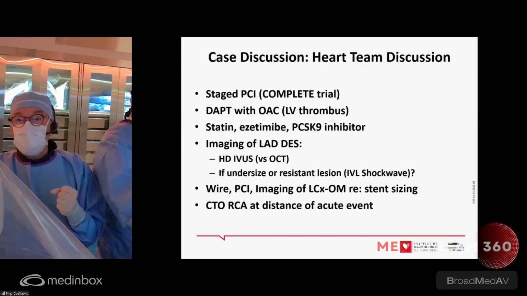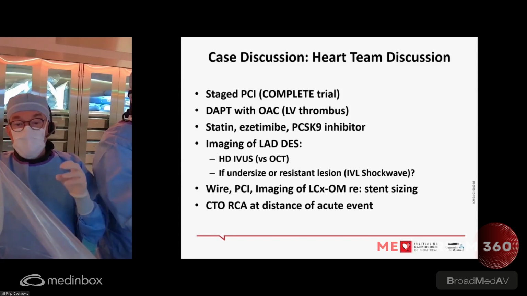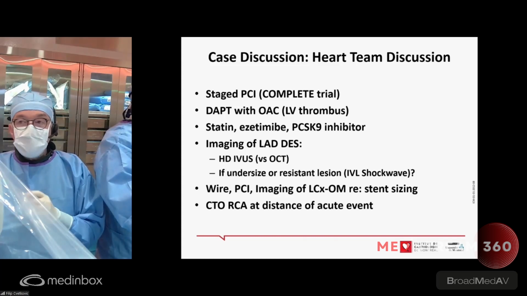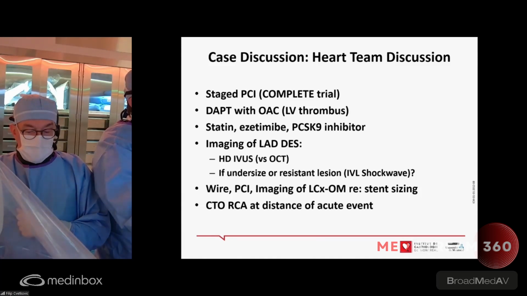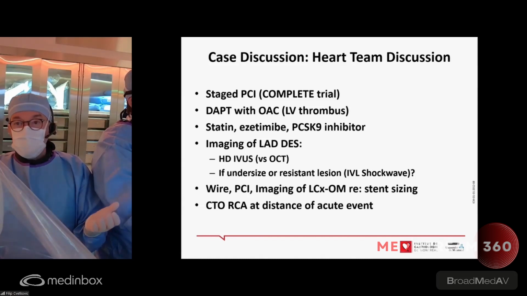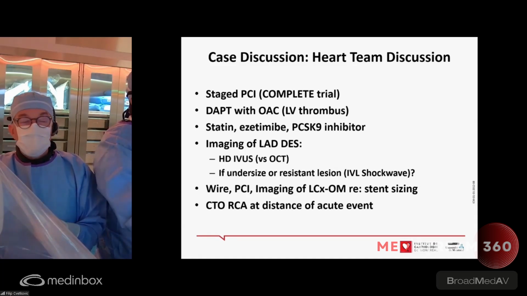If it's undersized, or if we feel that we need to go back and it's resistant, we could consider some plaque modification. Even after the stenting, we've sometimes used shockwave for resistant in-stent restenosis, or let's say in this case, the stent is not well opposed and there's calcium. This is something we could consider today. As for the CTO of the RCA, this should be considered depending on how the patient evolves, if he still has angina, if he has major ischemia. But for now, it would be at a distance from the acute MI.